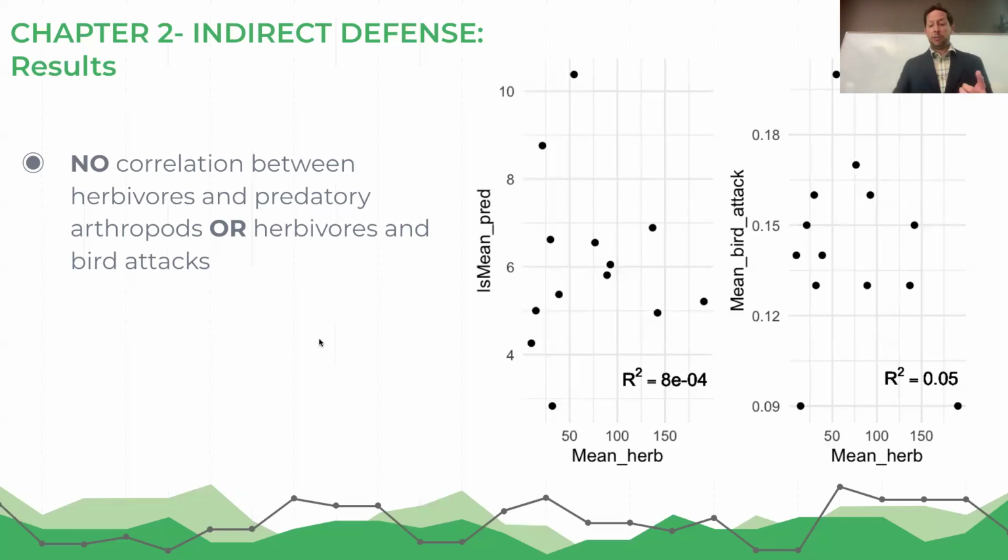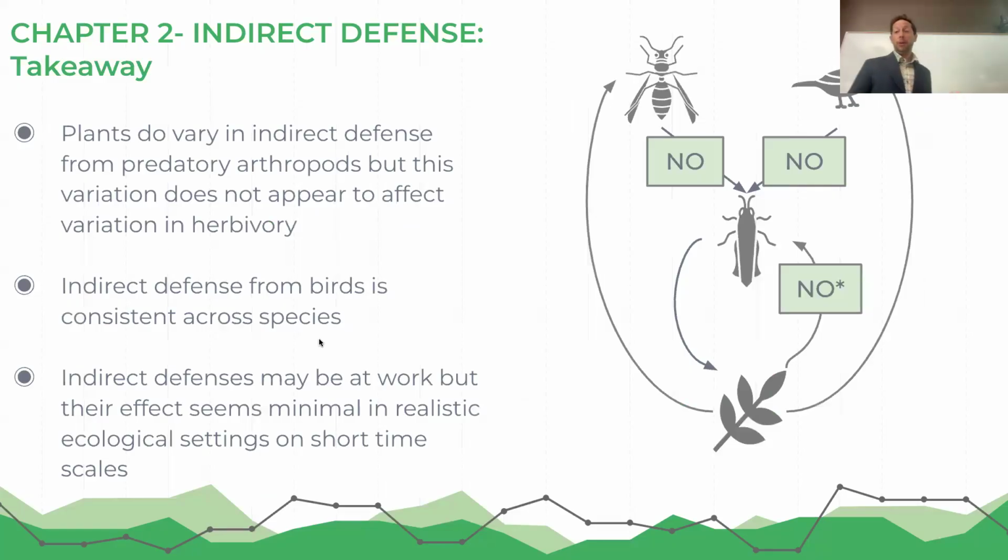Based upon this research, we conclude that plants do vary in indirect defense from predatory arthropods, but that variation does not appear to affect variation in herbivory. Another conclusion we make is that indirect defense from birds is consistent across species. Birds really don't seem to be attracted to plants for defensive purposes, or at least plants are not necessarily attracting birds for defensive purposes, is the conclusion we would draw. And finally, indirect defense may be at work, but the effect seems to be minimal, at least in our ecological setting for our time frame.